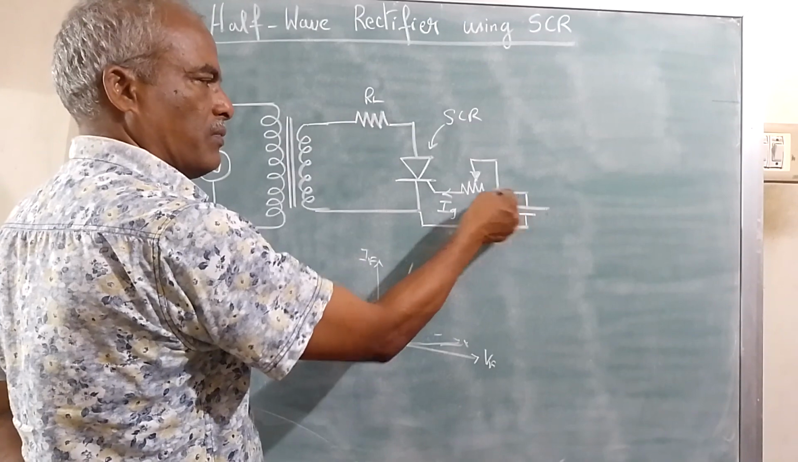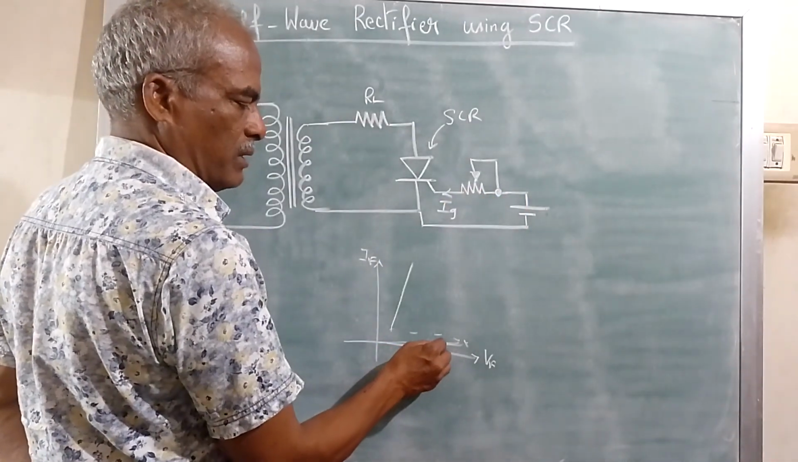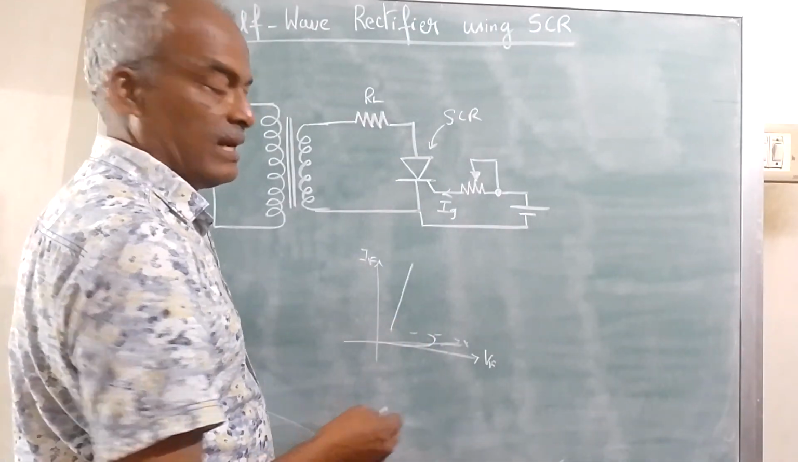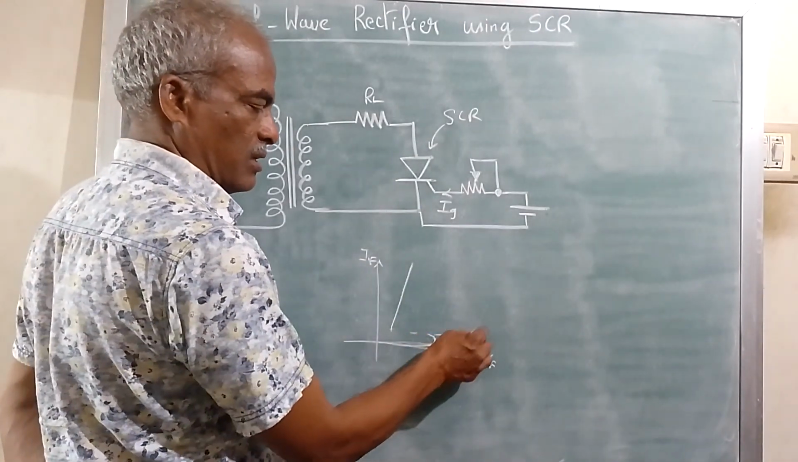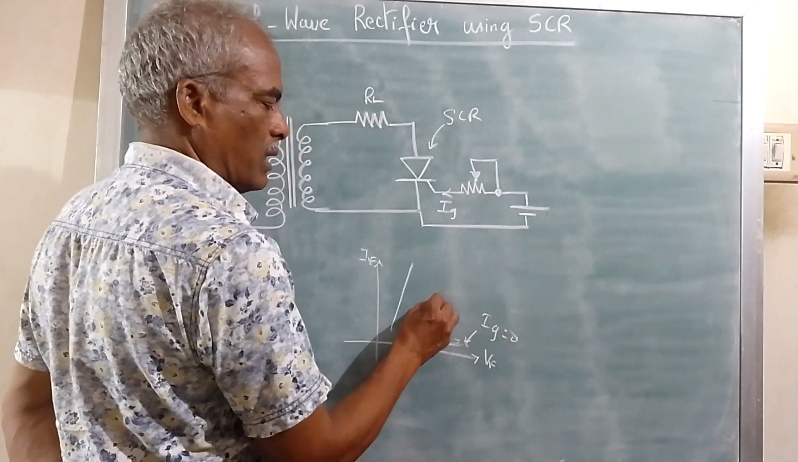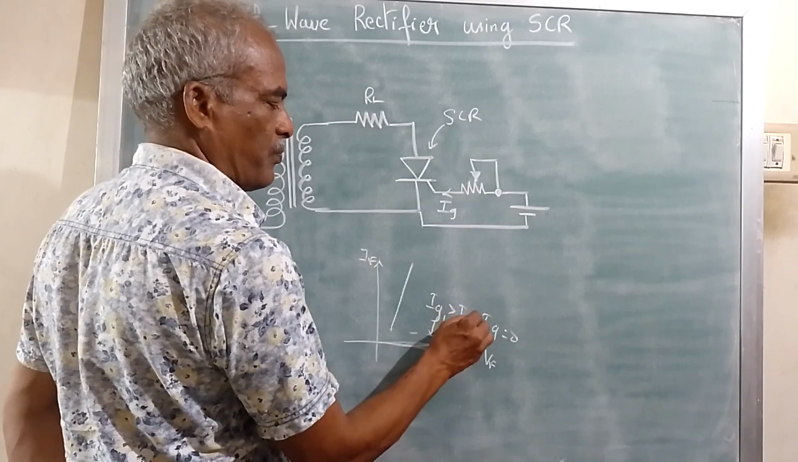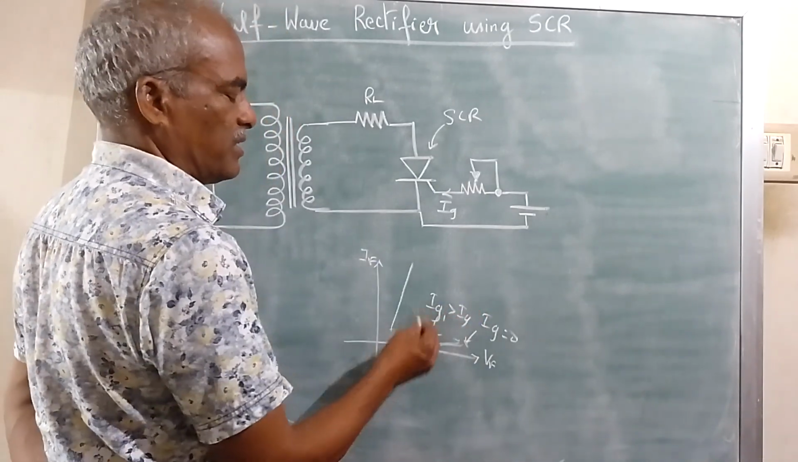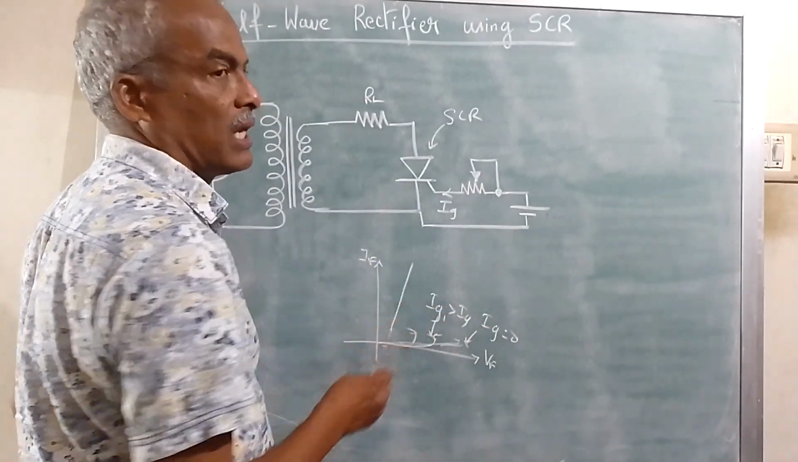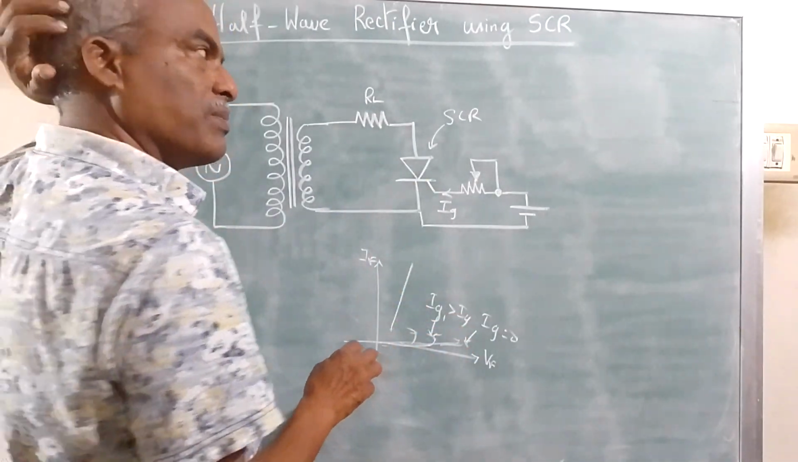But when we give a gate current, the breakdown will happen even at a lesser voltage. So here gate current is 0, and here gate current Ig1 is greater than Ig. So if you keep on increasing the gate current, it will start conducting.